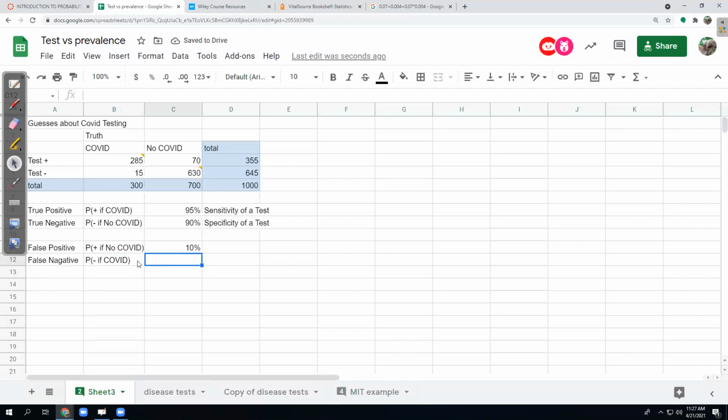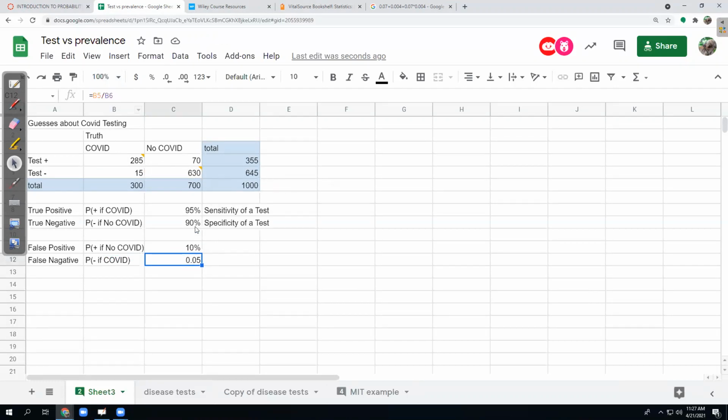So think about this, now we only care about the COVID people, so I only focus on the COVID people and the ones that got the wrong test results. 15 out of 300. And again, equals, click on the 15, divide by, click on the 300. I almost typed it. And that is 5% false negative rate.